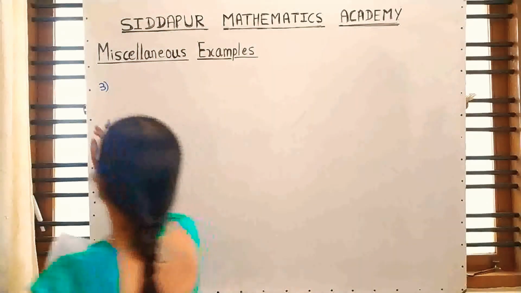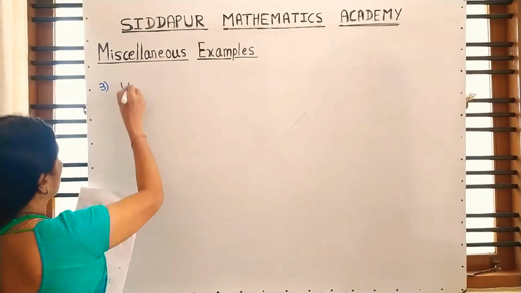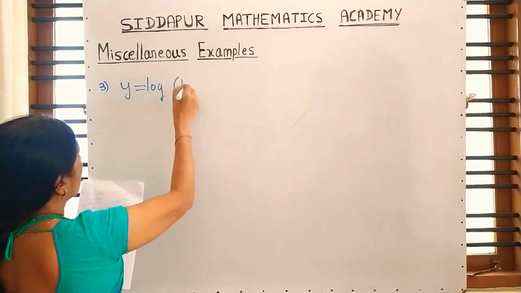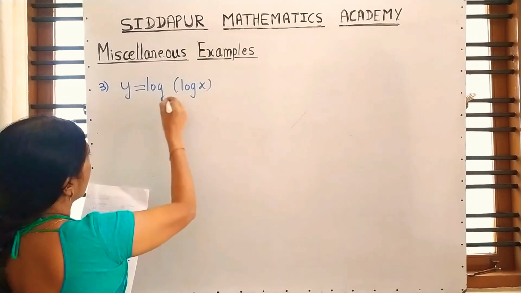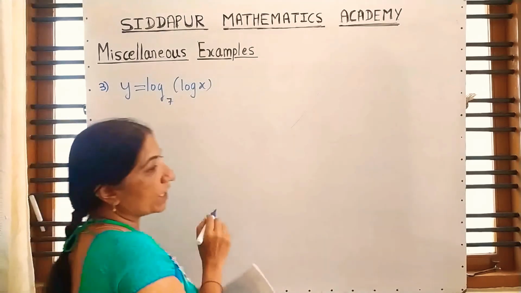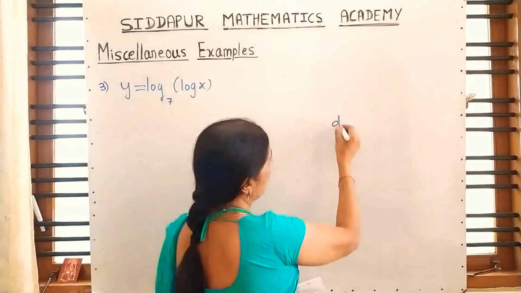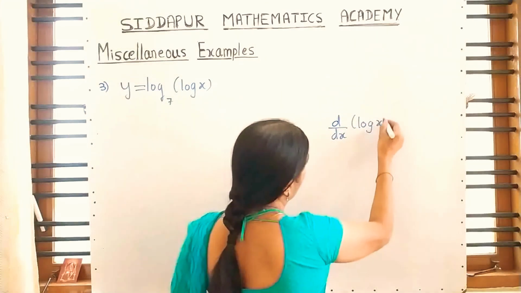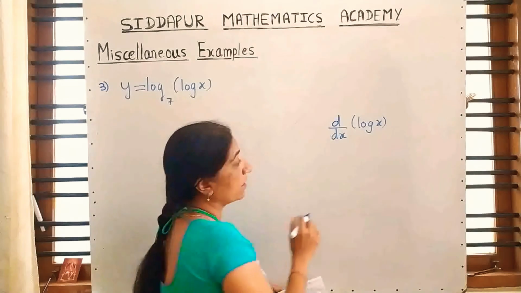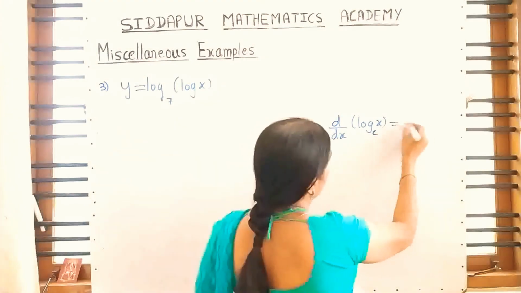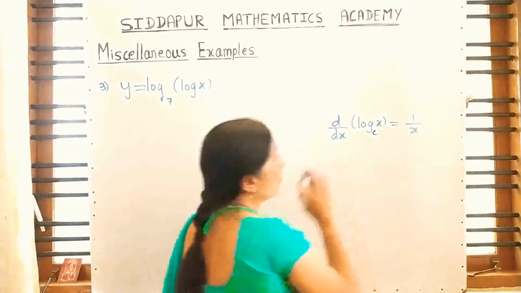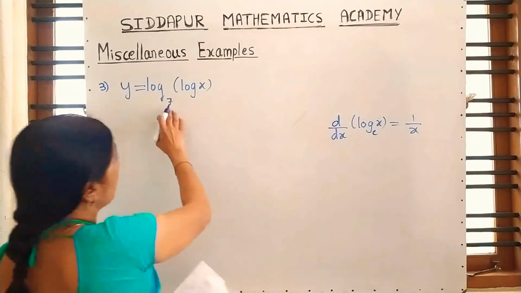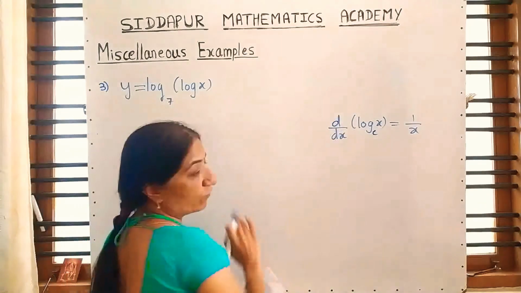See the third one. y is equal to log x to the base 7. Here we cannot differentiate directly because the differentiation formula is like this. Differentiation of log x, if the base is not given, it is understood the base is e, that is 1 by x. The formula is only for log x to the base e. But here the base is 7. We cannot apply this formula.